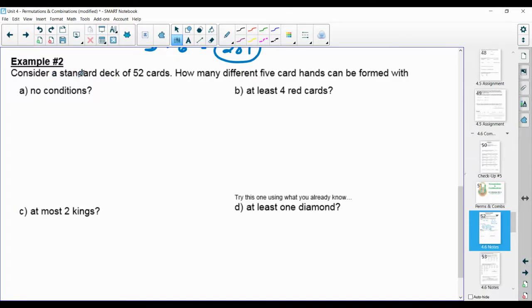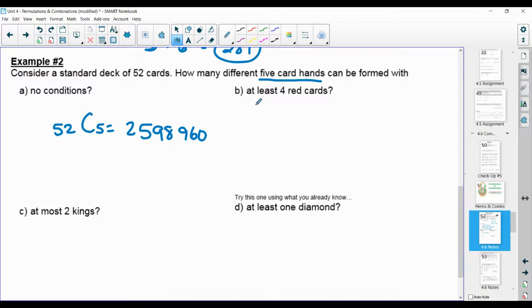All right, so consider a standard deck of 52 cards. How many different 5-card hands can be formed with no conditions? Well, we've got 52 cards, and we want a 5-card hand. So 5-card hands means we've got 52 cards, and we're choosing 5 of them. So that's a question that we did in the last lesson as well. So that's 2,598,960.